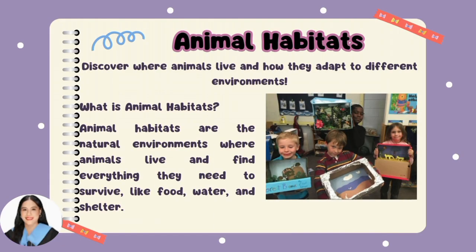Now let's have the third, which is animal habitats. So discover where animals live and how they adapt to different environments. So what is animal habitats? Animal habitats are the natural environments where animals live and find everything they need to survive, like food, water, and shelter.